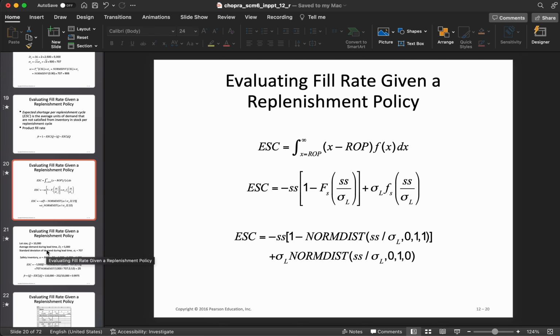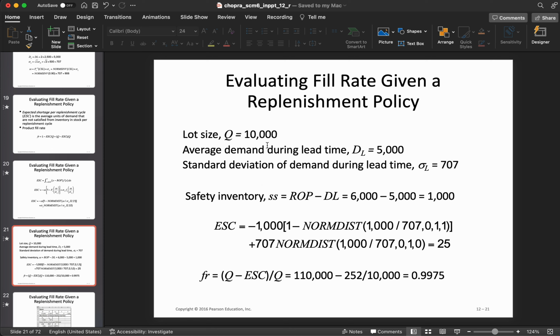So again, let's go back to the example that we were looking at before. The lot size is 10,000, so every time you place an order, you order that. We know that demand during lead time is 5,000, and the standard deviation is 707. If we set our reorder point at 6,000 and our safety inventory is 1,000, we can calculate the expected shortage, and from that we can calculate the fill rate of 99.75%. So that's how we can calculate that.